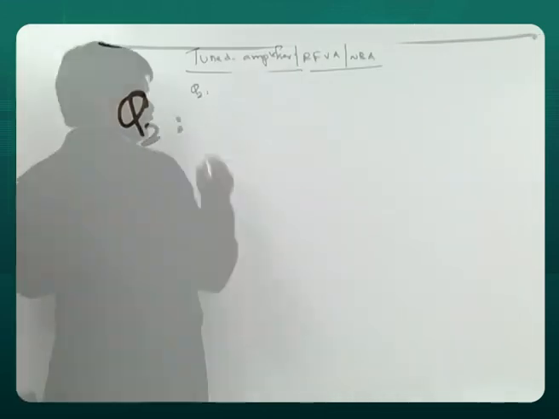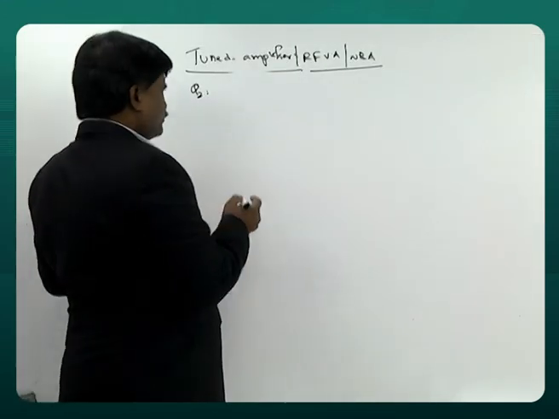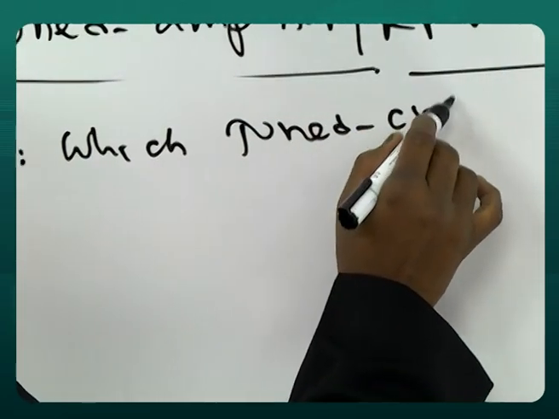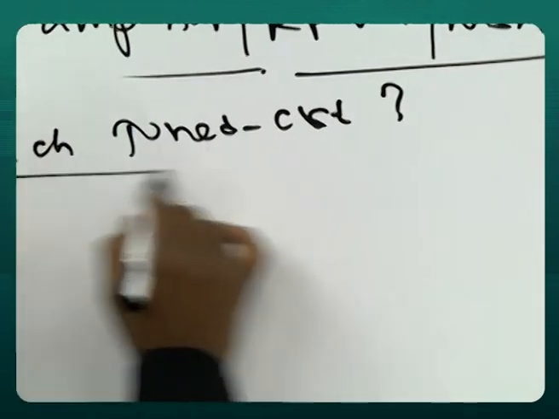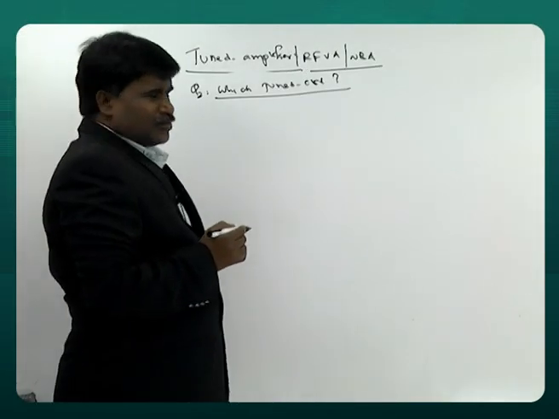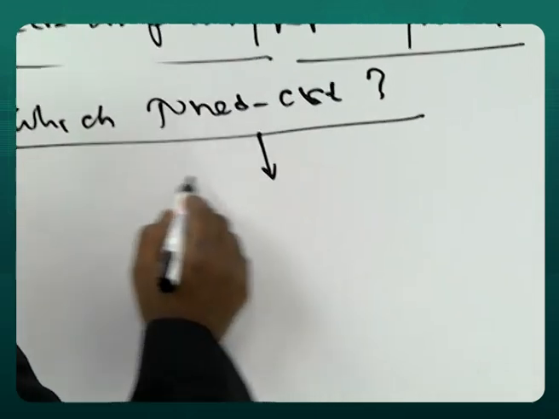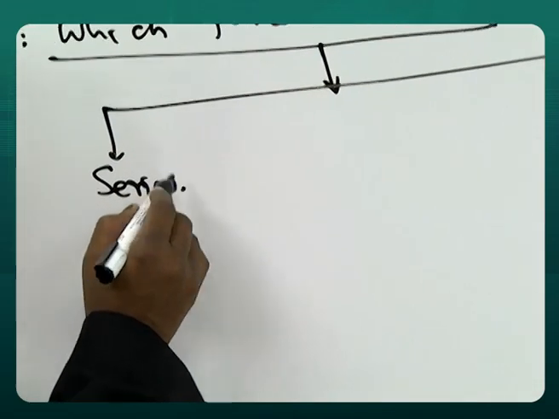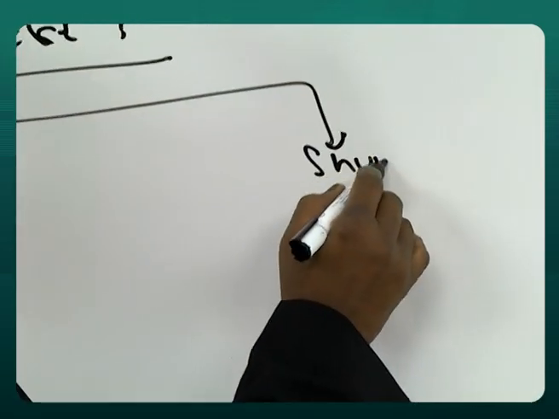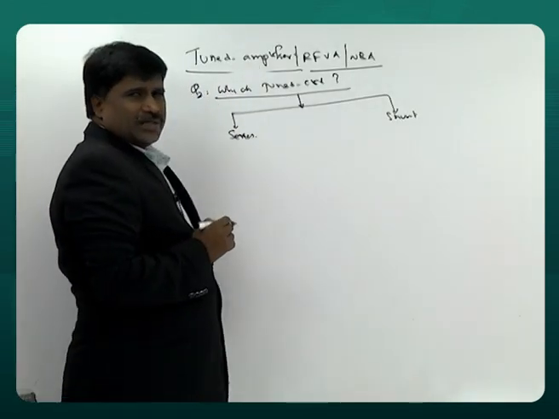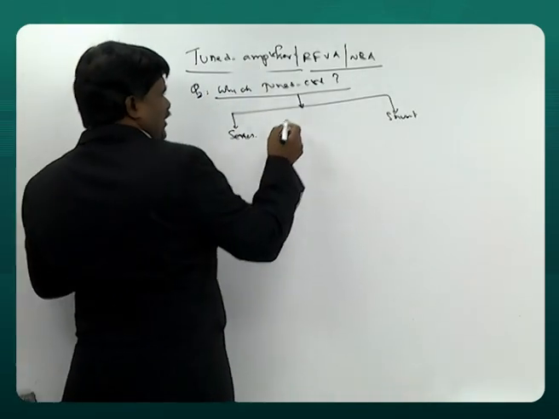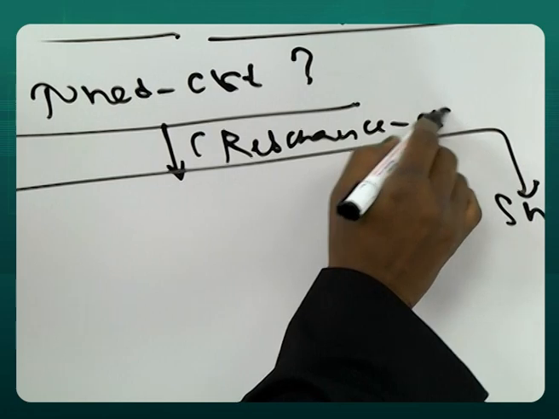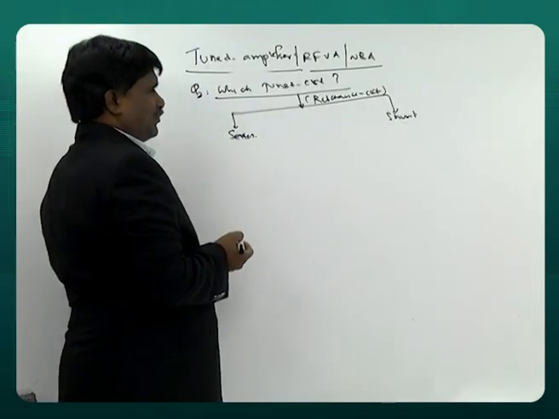Question 2. Which tuned circuit? That's the answer to be found. There are 2 types of tuned circuits. They are called series and shunt. Series circuit and shunt circuit. In fact, a tuned circuit is also called a resonant circuit. Resonance.